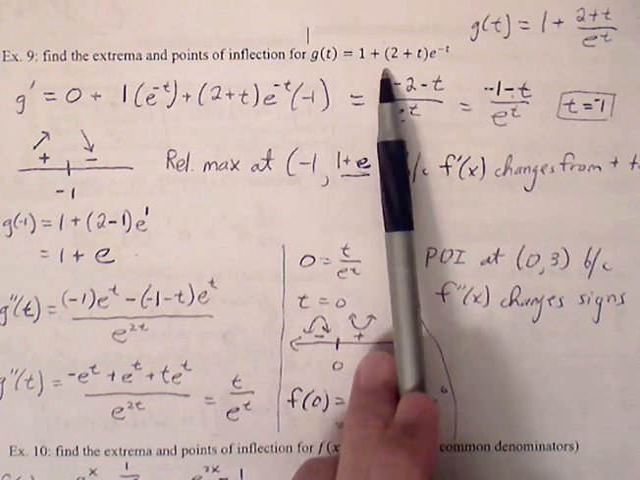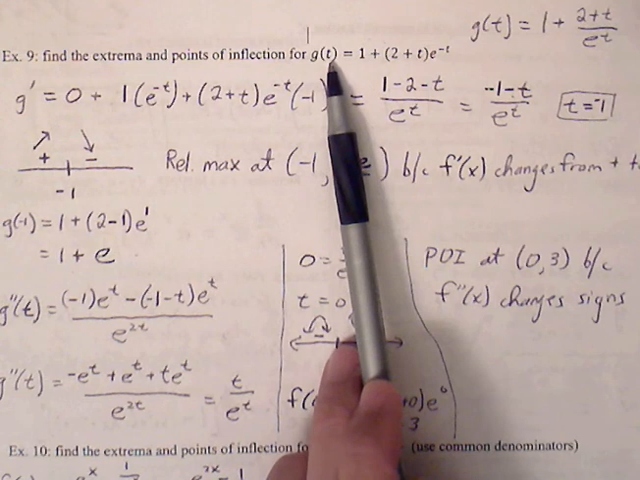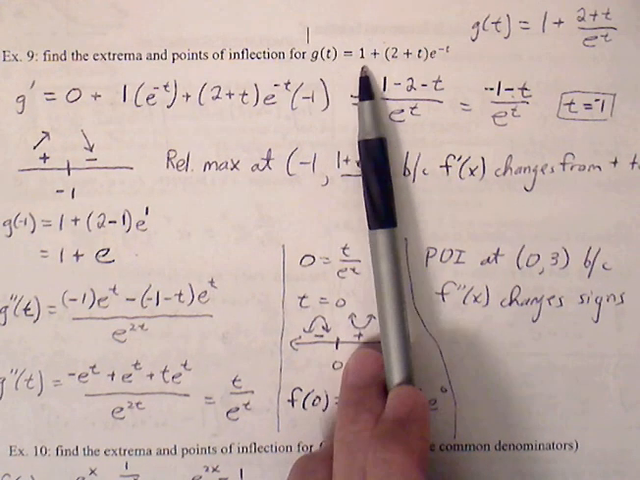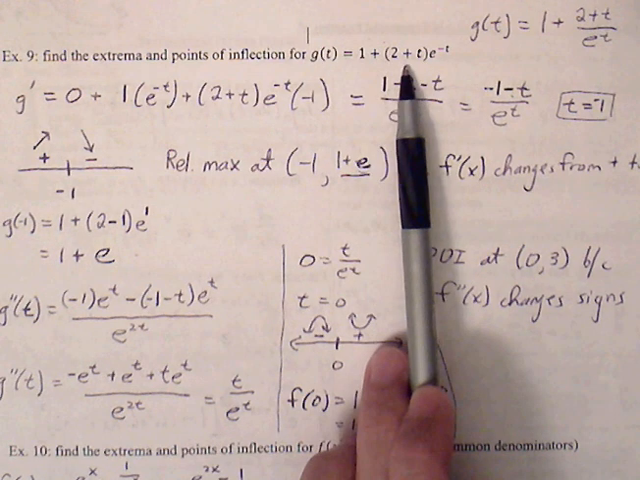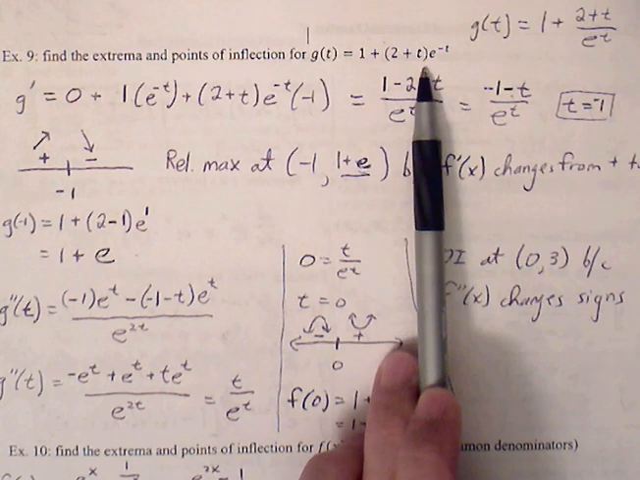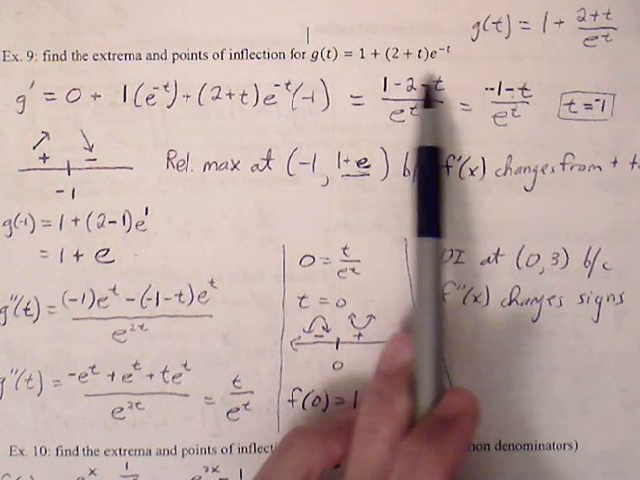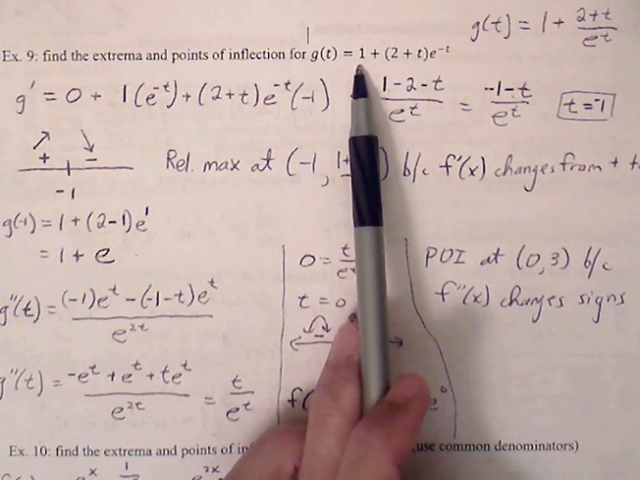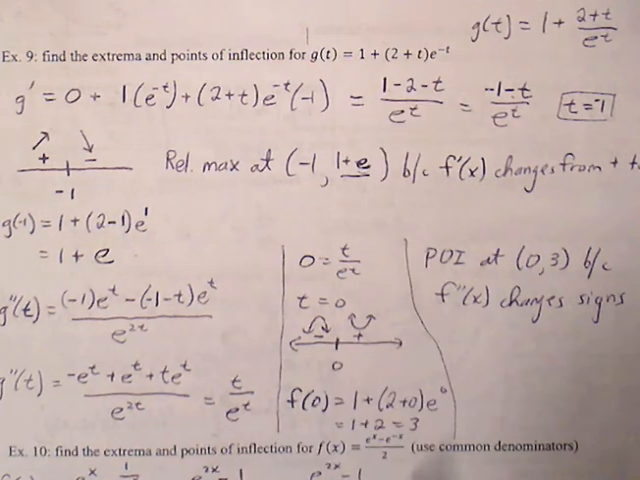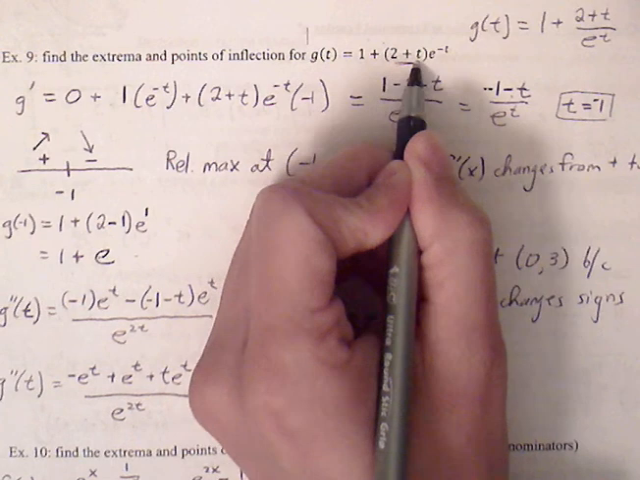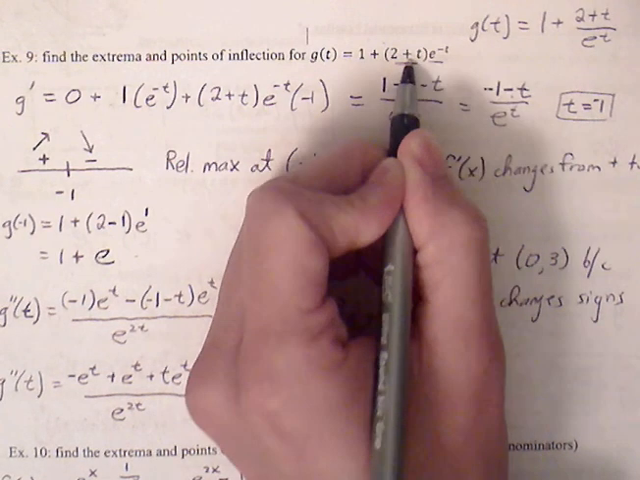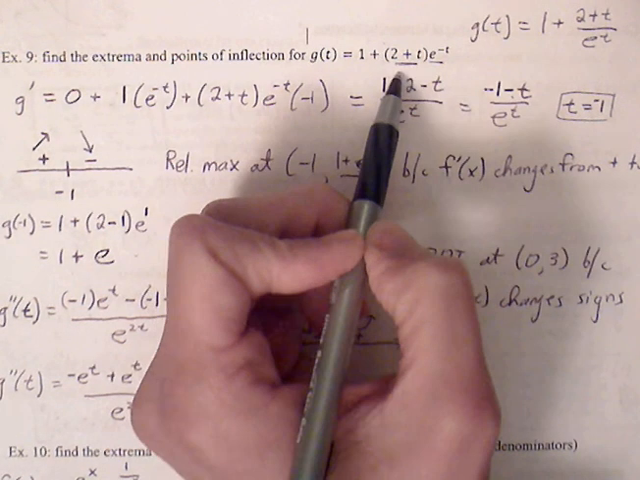So we need to get to g prime in order to determine the critical points, and from there we can test each interval. Here, notice again, we have to go through product rule, and I'm going to leave it in this form. So 1 becomes 0. Notice 2 plus t and e to the negative t. These are two separate terms, and they're being multiplied, so we have to go through product rule.